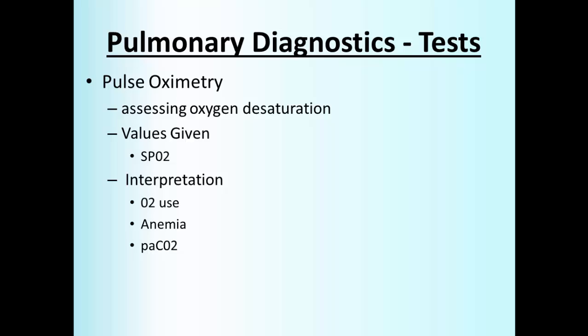Documentation for a pulse ox should include what kind of pulsometry was used, what probe type was used, where the probe was placed, the heart rate, and the SpO2 reading at rest. When obtaining the reading during exercise, the type and intensity of the exercise should also be documented, along with the heart rate at the end of the activity.